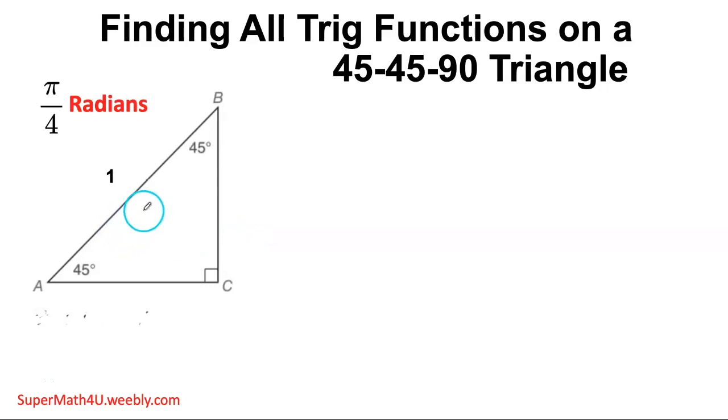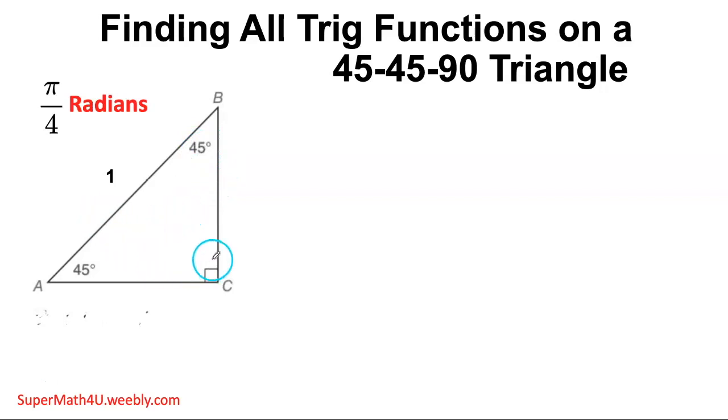Urrego, and today we're finding all trigonometric functions on a 45, 45, 90-degree triangle. So this is a special right triangle, and the idea is to find sine, cosine, tangent, secant, cosecant, and cotangent, all for 45 degrees in this case.